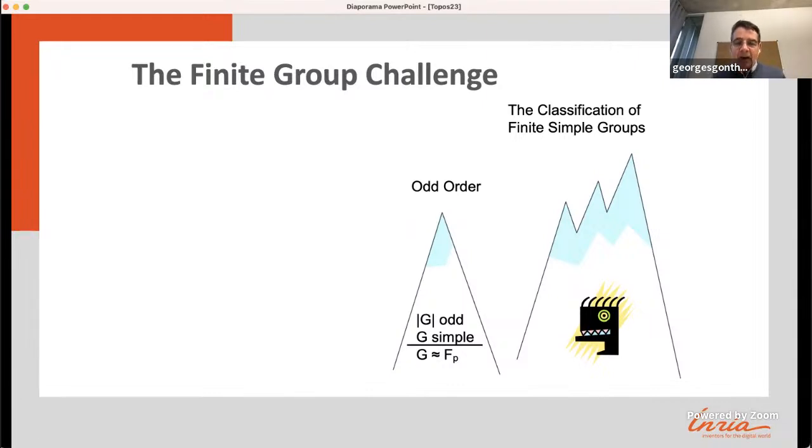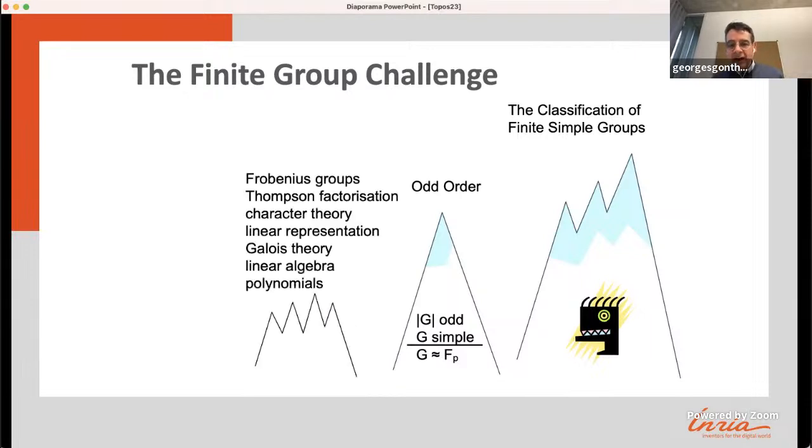And the interesting thing of that proof is that in order to get to this mountain, you had to go through all the foothills of a sort of standard algebra curriculum. So you had to learn about polynomials, linear algebra, Galois theory, and then some more specialized group theory topics like character theory, Thompson factorization, and Frobenius groups.